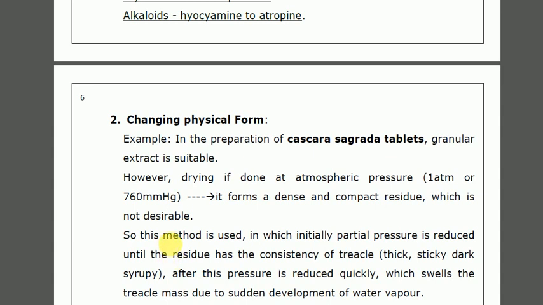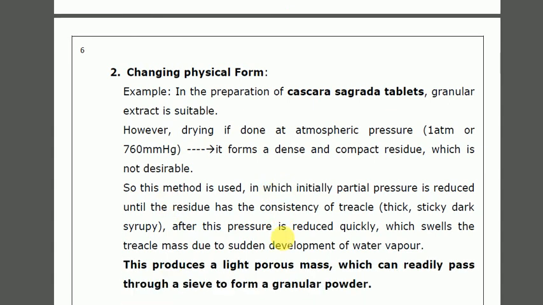So this method is used in which initially the pressure is partially reduced, until the residue has the consistency of treacle. What is the meaning of treacle? The consistency becomes like a thick dark syrup. After that, we rapidly reduce the pressure.